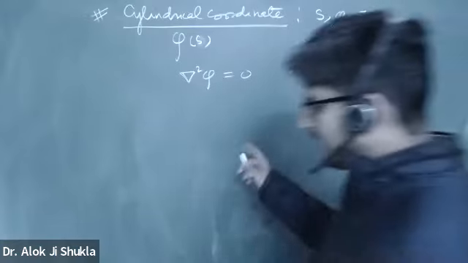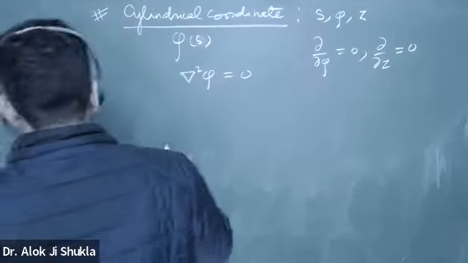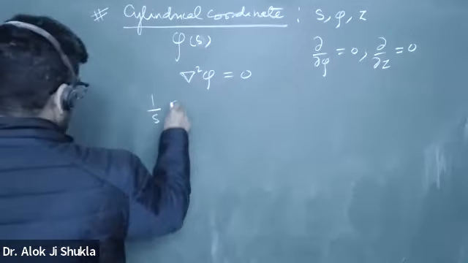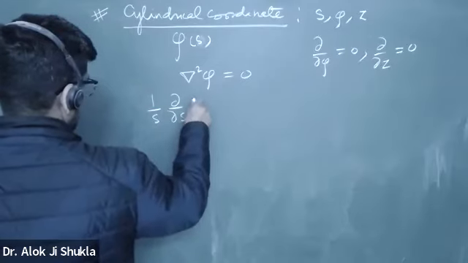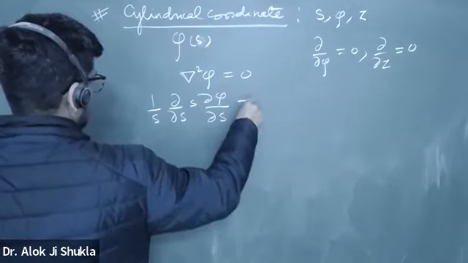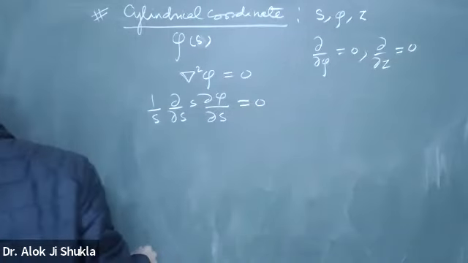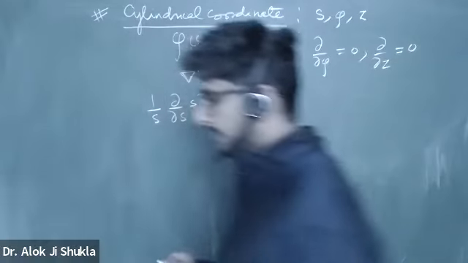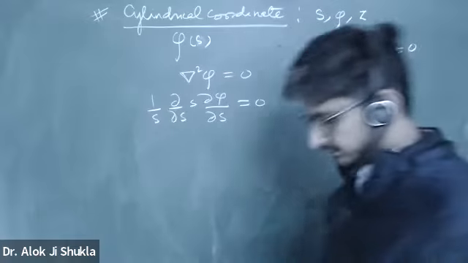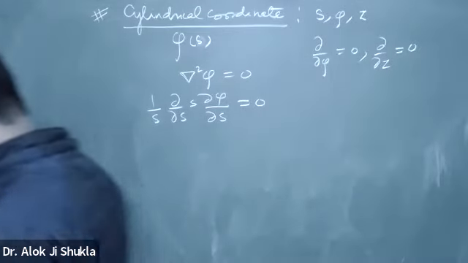So when you write the del square in cylindrical, what is that? 1 by s, del by del s of s del phi by del s is equal to zero. Are you understanding this? Ek baar dhyan se dekhna.